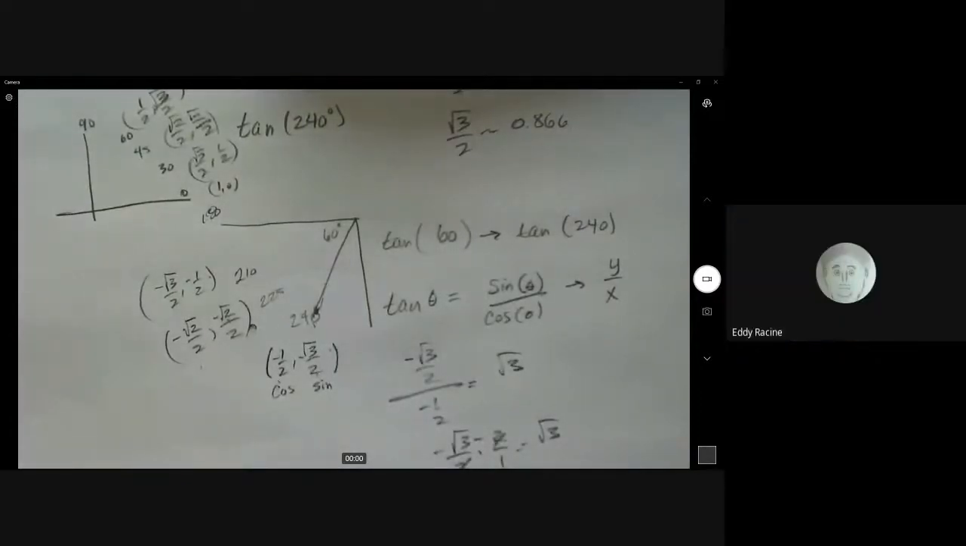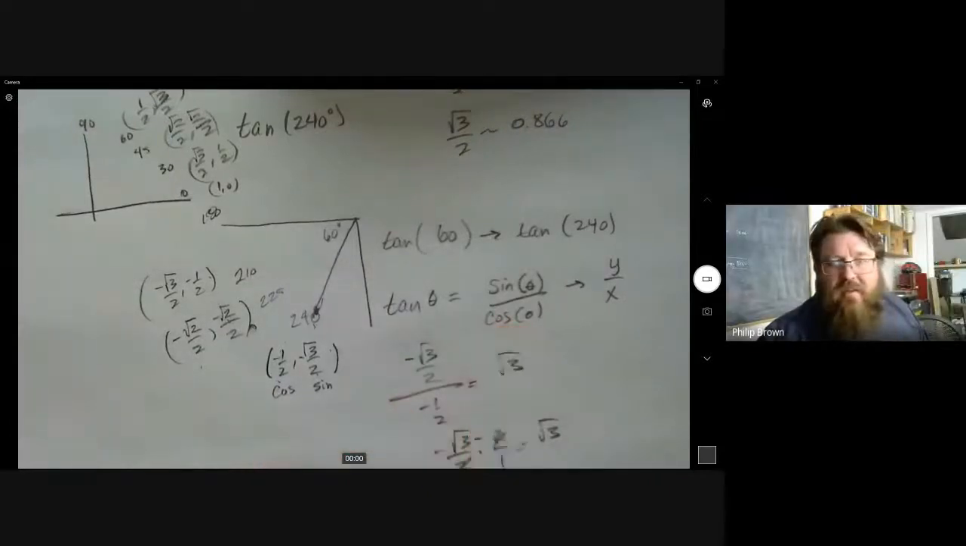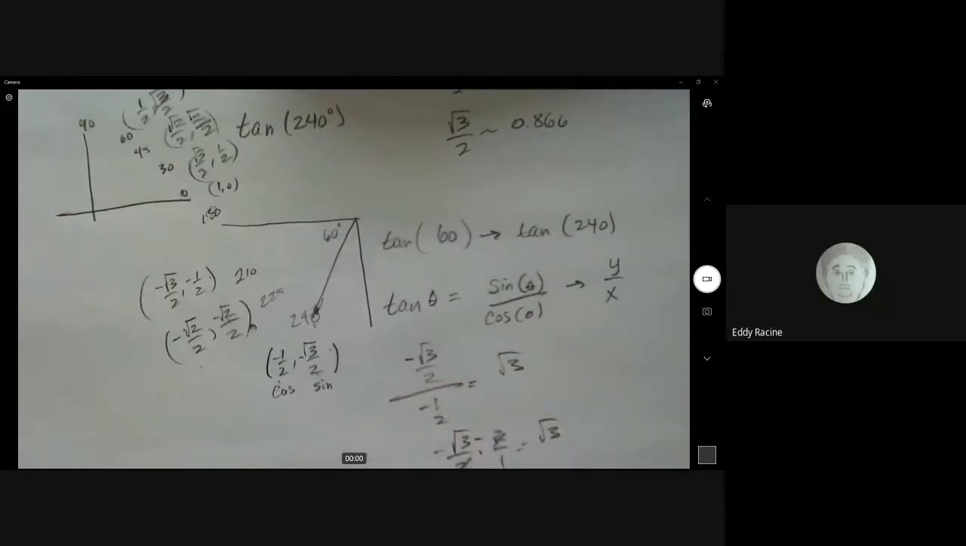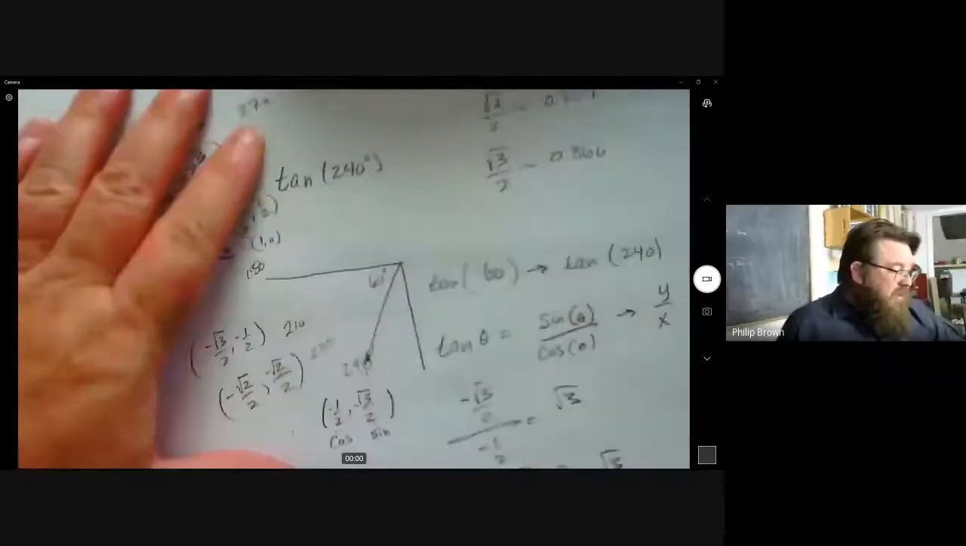So, how do you use the cosine and sine? Like, how does that work? What do you mean? How do I use them to figure out tangent? Yeah, for instance, where it said the negative one half and negative. Yeah, that's a good question.